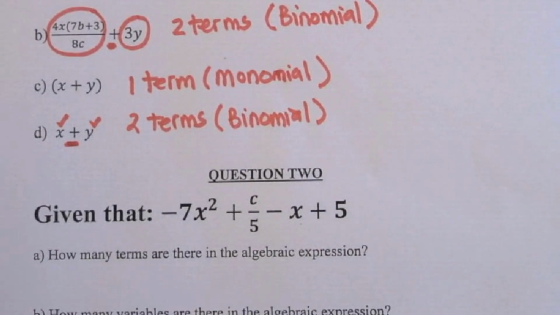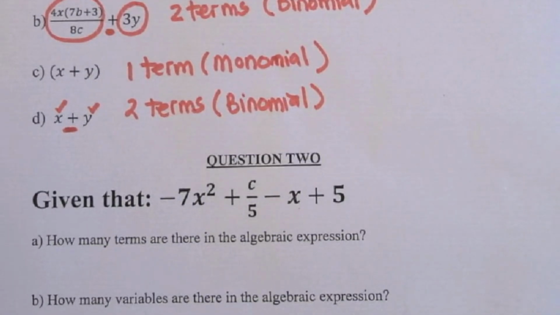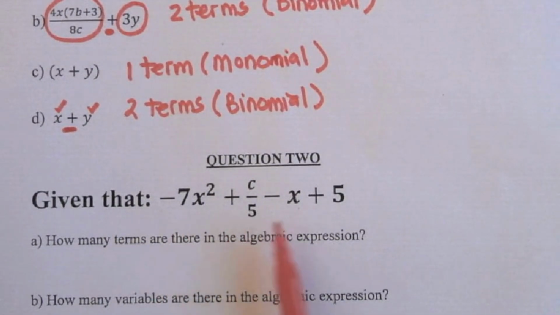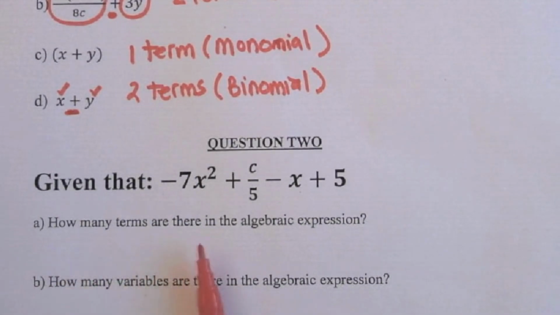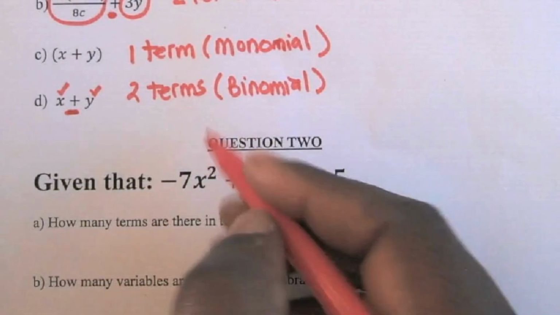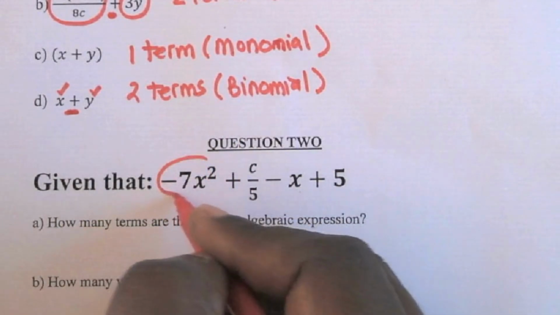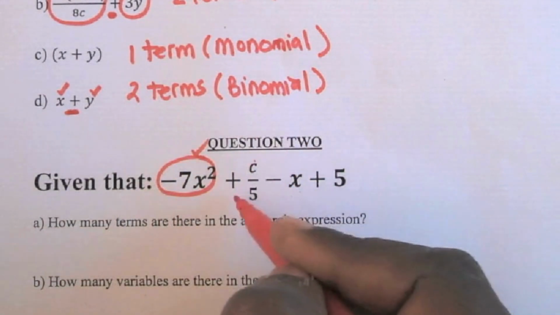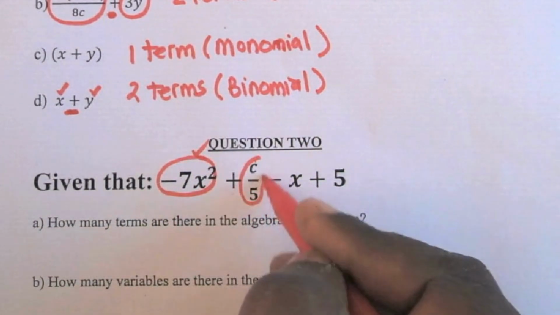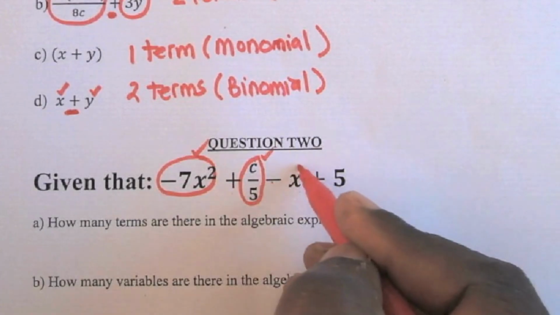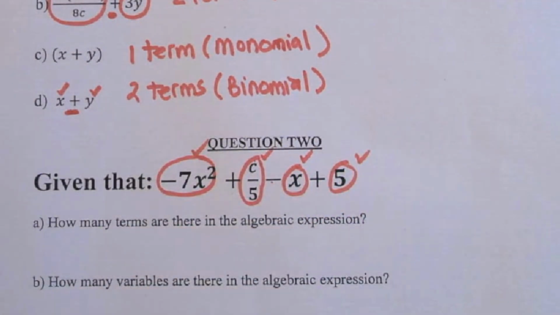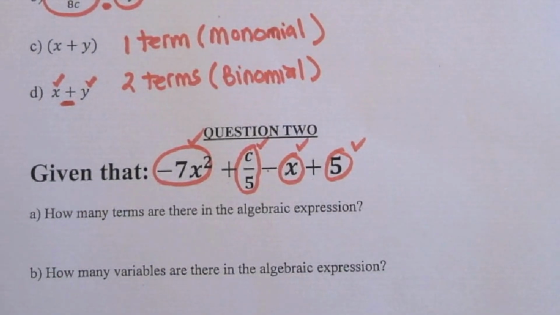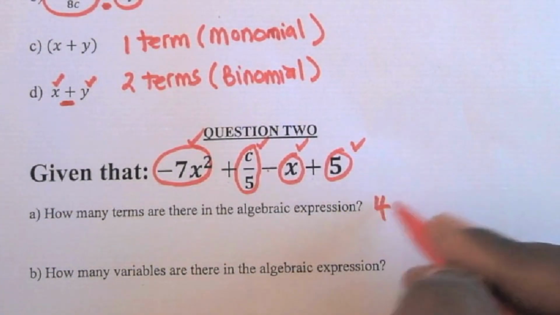Now let's move on to number 2. In number 2, we are given an algebraic expression, and we need to answer the following questions. Number 1, how many terms are there in the algebraic expression? We have this one here is a single term, separated by a plus to give us another term here, separated by a minus to give us another term here, separated by a plus to give us another term here. So we can say that in 2A we have got 4 terms.